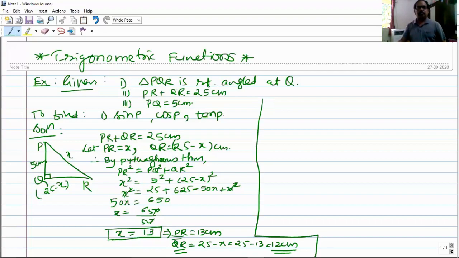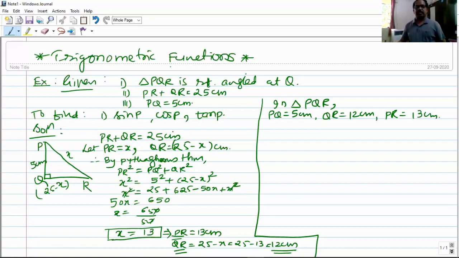So students, what we have in the triangle PQR? So you can say in triangle PQR, we have all three sides. PQ equal to 5 centimeter, QR equal to how much? 25 minus x, that is 12 centimeter we got, and the hypotenuse PR is equal to 13 centimeters.